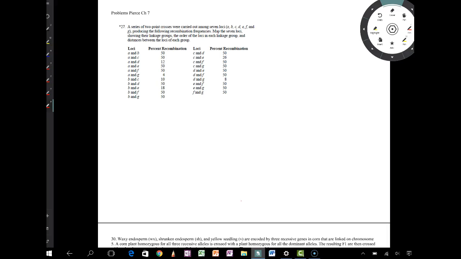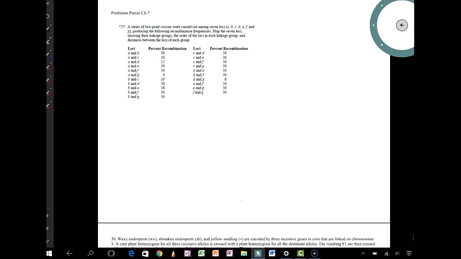The last few questions in Chapter 7 are more mapping questions, but they're mapping multiple genes at once. This first problem, number 27, shows how to take a whole bunch of individual mapping data and put it into a map. It's a nice problem because it looks pretty complicated at the beginning. There are all these random numbers and it's not really clear what you're supposed to do with them. But once we get through it, you'll see it's pretty straightforward.